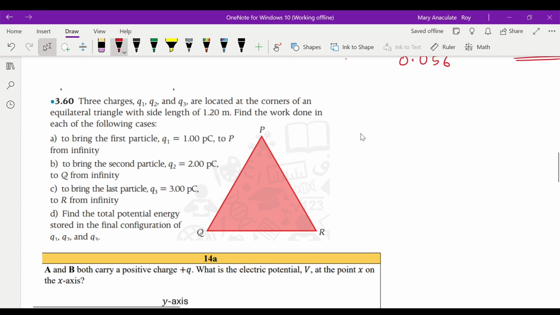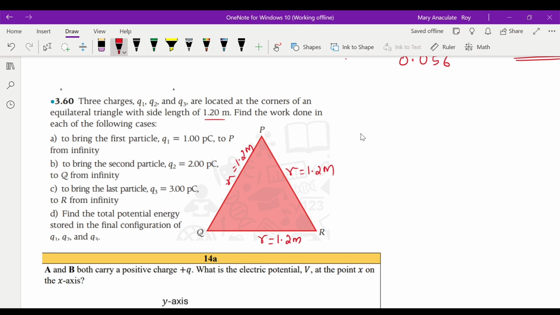So equilateral triangle, we all know the sides will be equal. So if you take this as R, all the sides are equal to be the same. And they have given you the length as 1.2, so the length is 1.2 meters. This is also 1.2, and this distance is also 1.2 meters. So hopefully the question will be easy for you, because there isn't any math skill or trigonometric ratios to be used to calculate. They've given you the distance directly.